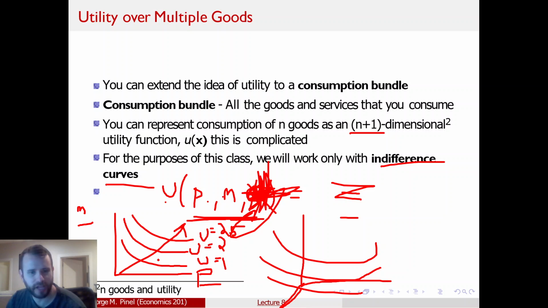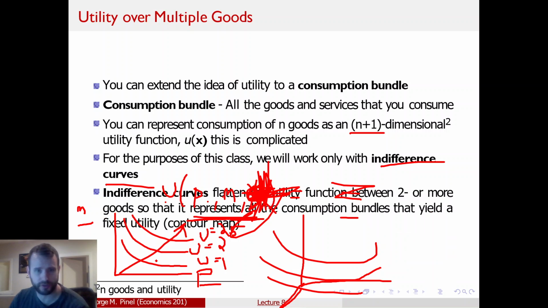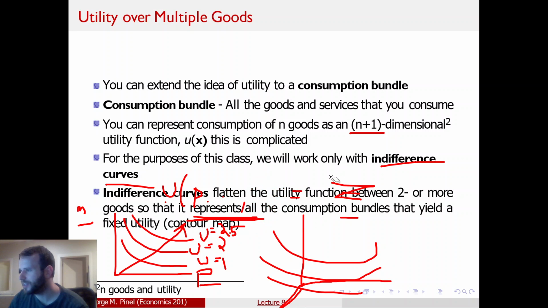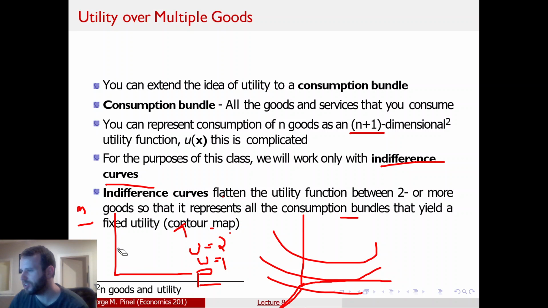I'm getting really messy over here, so I'm going to jump on to the next slide where we actually plot some indifference curves. So let me just read this out. Indifference curves flatten the utility function. I already said all this.